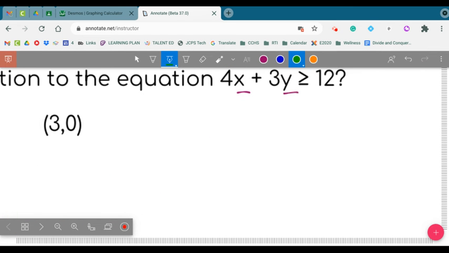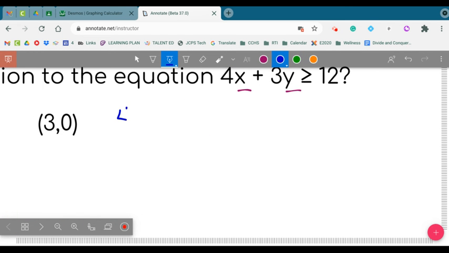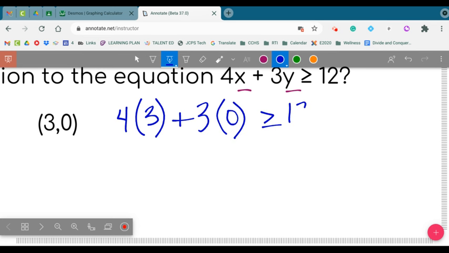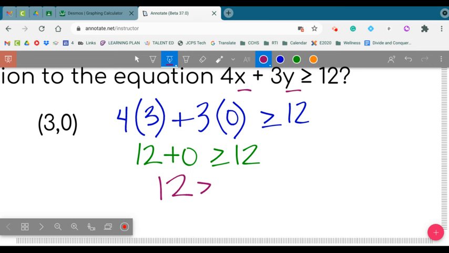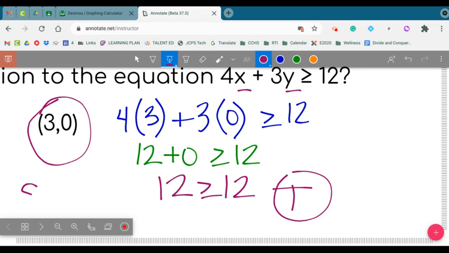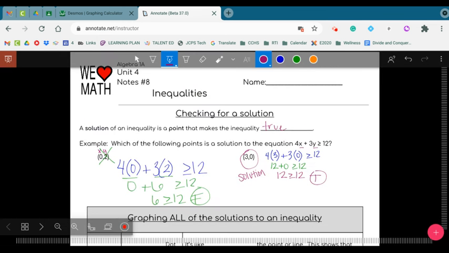So let's try the other one. We're going to do 4 times our x value, which is 3, plus 3 times our y value, which is 0, is greater than or equal to 12. So we have 12 plus 0 is greater than or equal to 12, so 12 is greater than or equal to 12. Is 12 greater than or equal to 12? Yes, so this is a solution. If it makes it true, it's a solution. If not, it's not a solution.